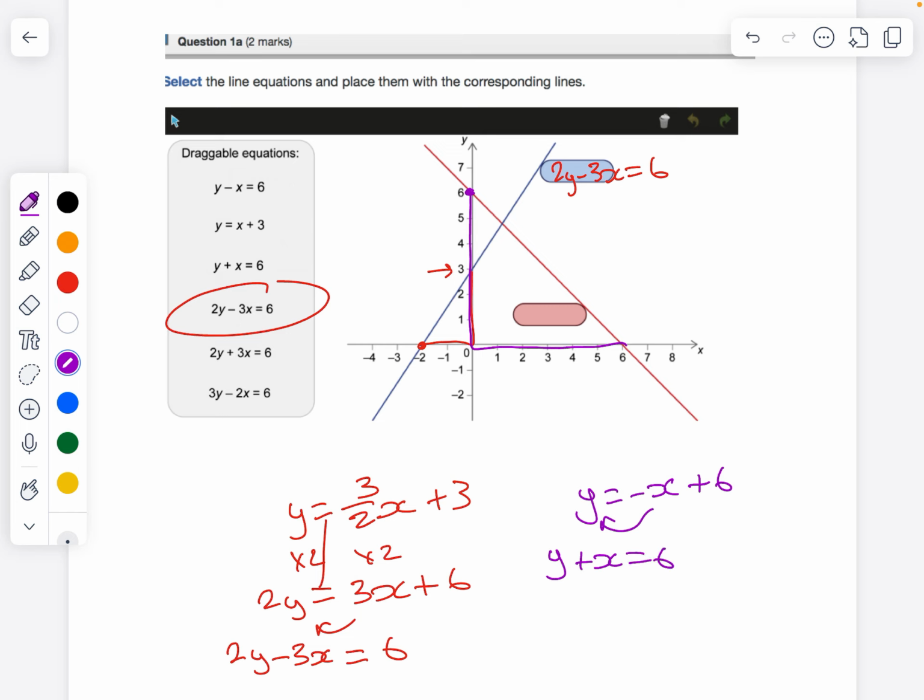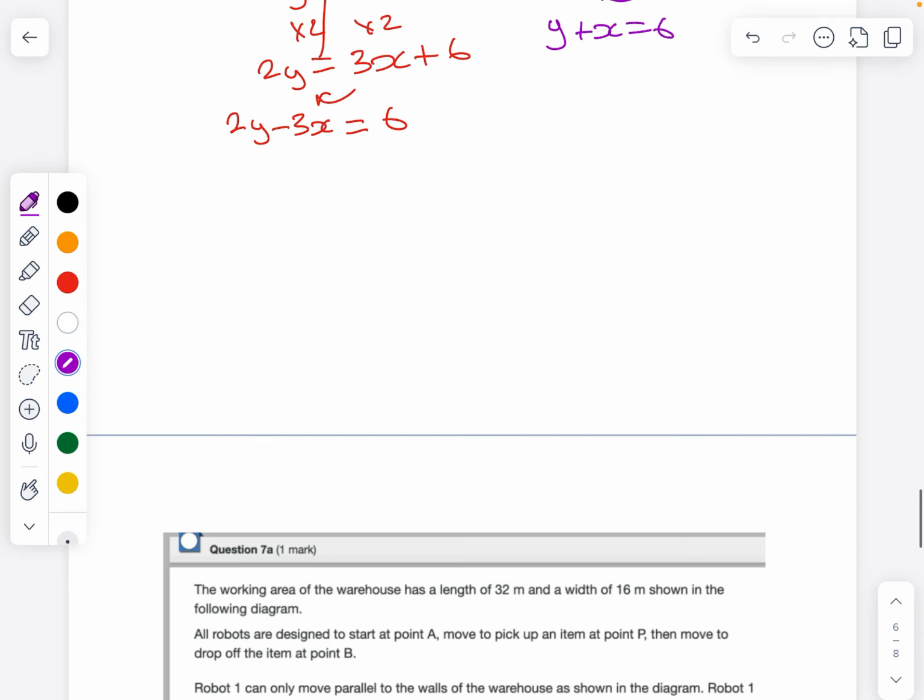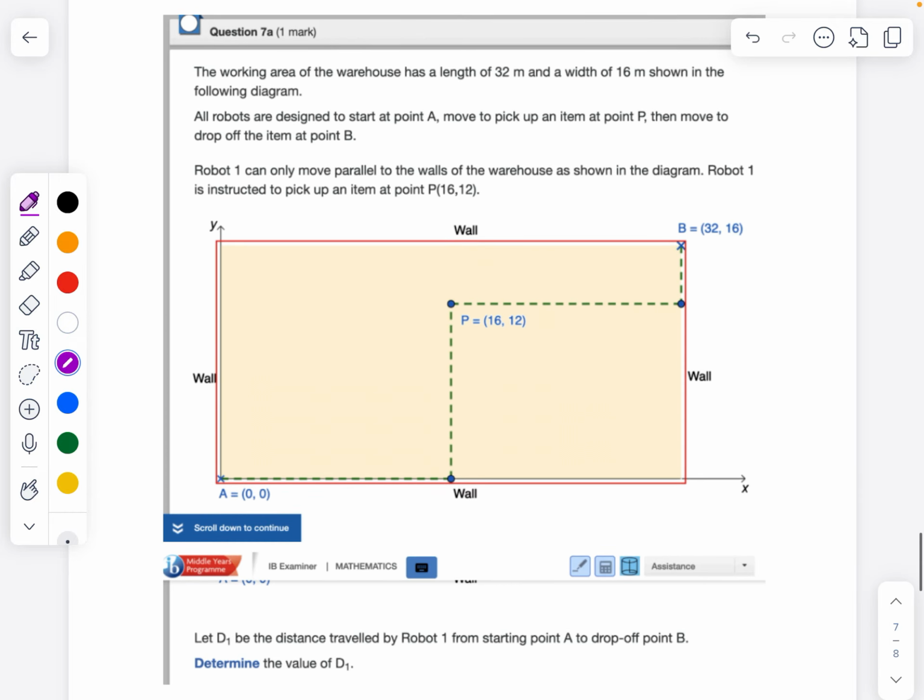Again, if we look, that's not there. So if I bring the x over by adding it, y plus x equals 6, and that's going to be this second one. So y plus x equals 6. So sometimes you have to rearrange, but it's still the same equation.